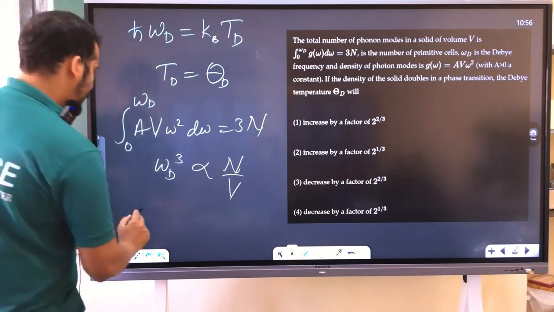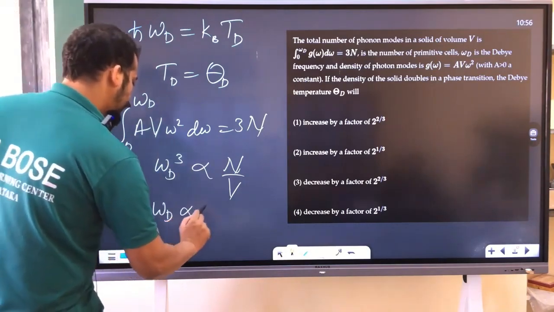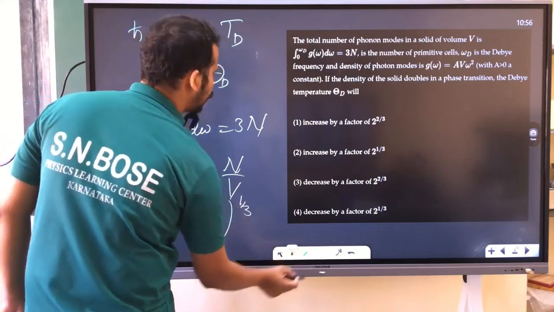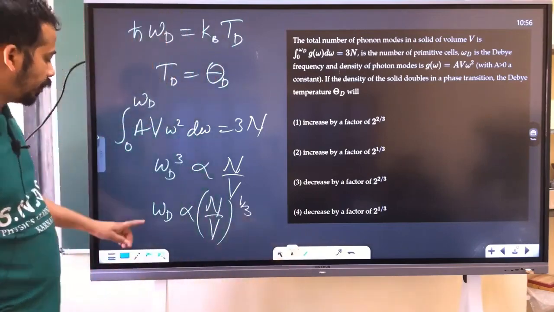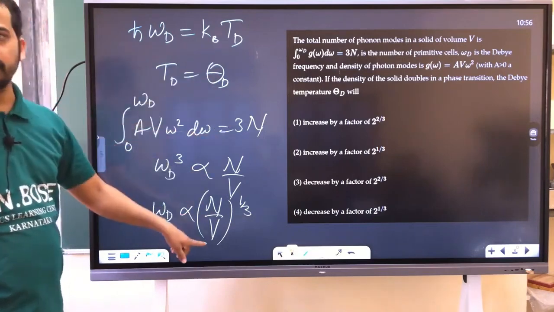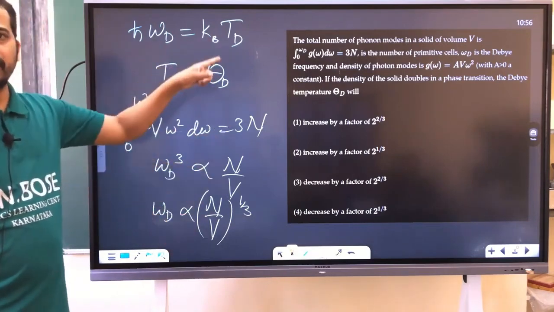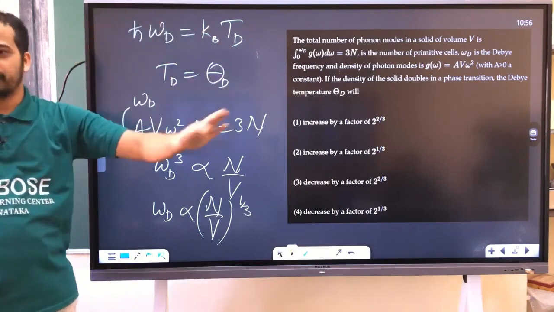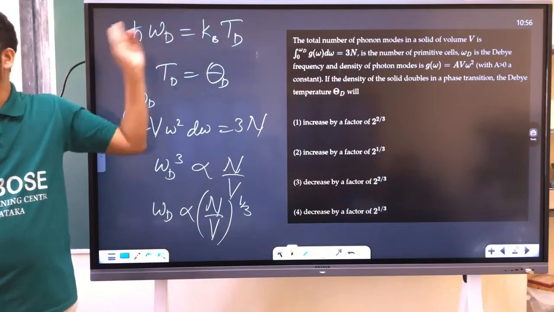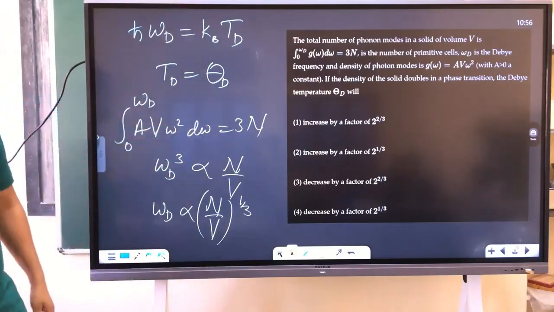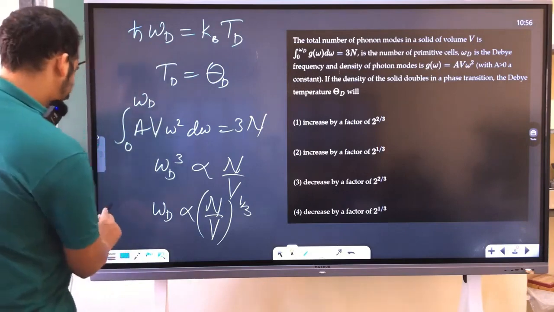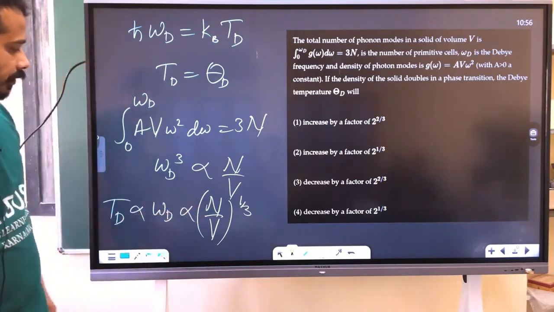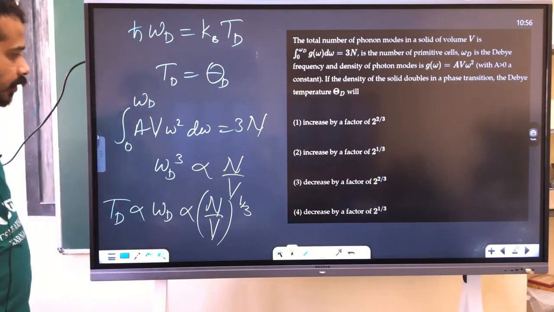So omega d is proportional to n by v whole power 1 by 3, isn't it? If omega d is proportional to this, Td is also proportional to the same thing, because omega d is proportional to Td. This Debye temperature, Einstein temperature, Fermi temperature, you can define. Can you find the pattern over there? So Td is proportional to omega d, which is proportional to the 1/3 power of n by v.